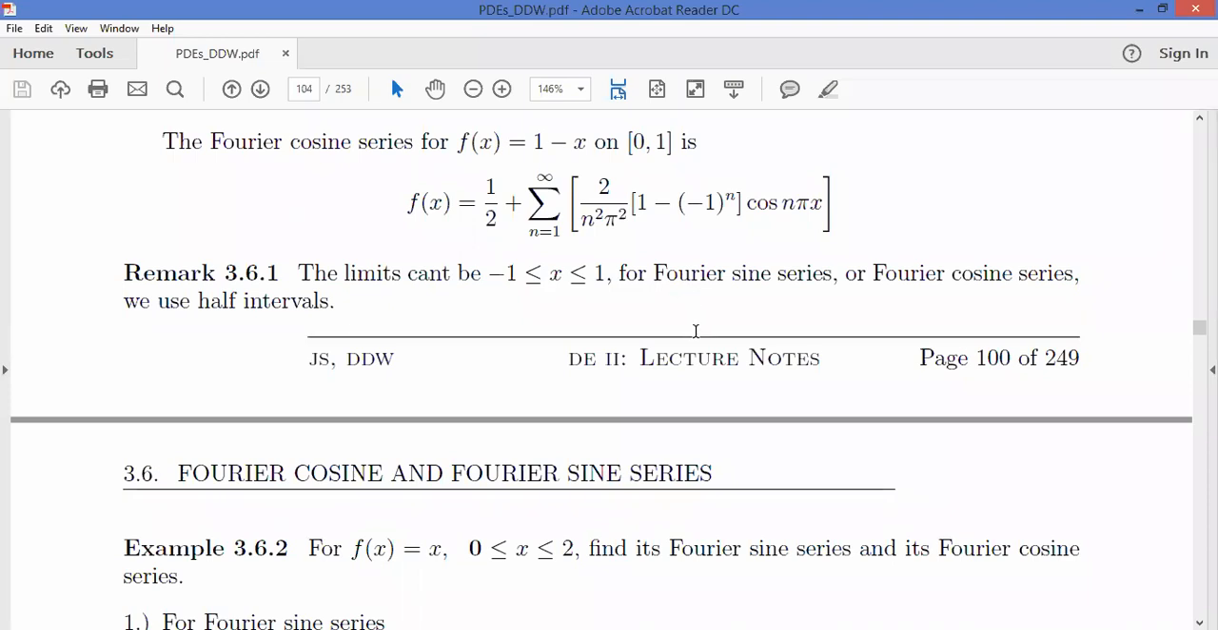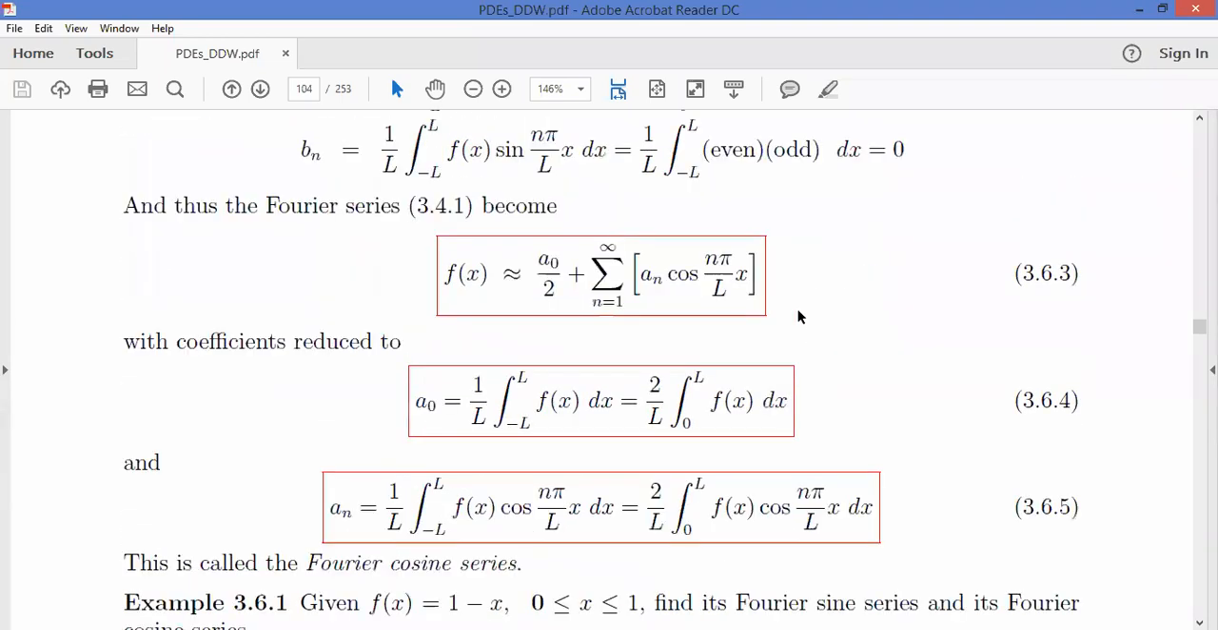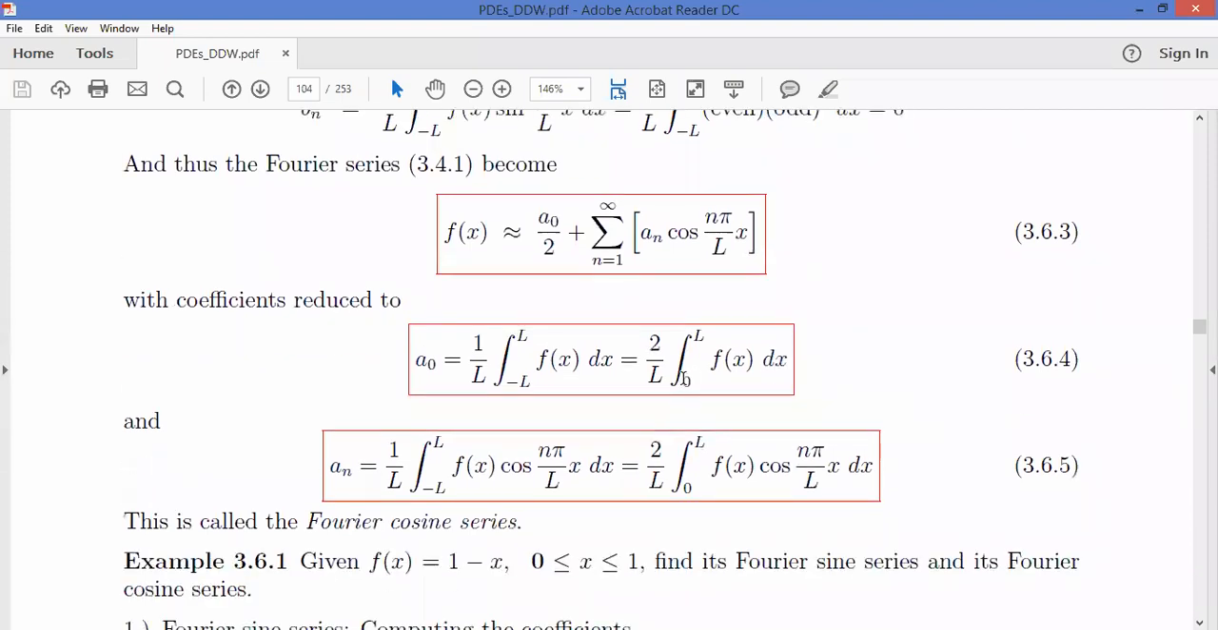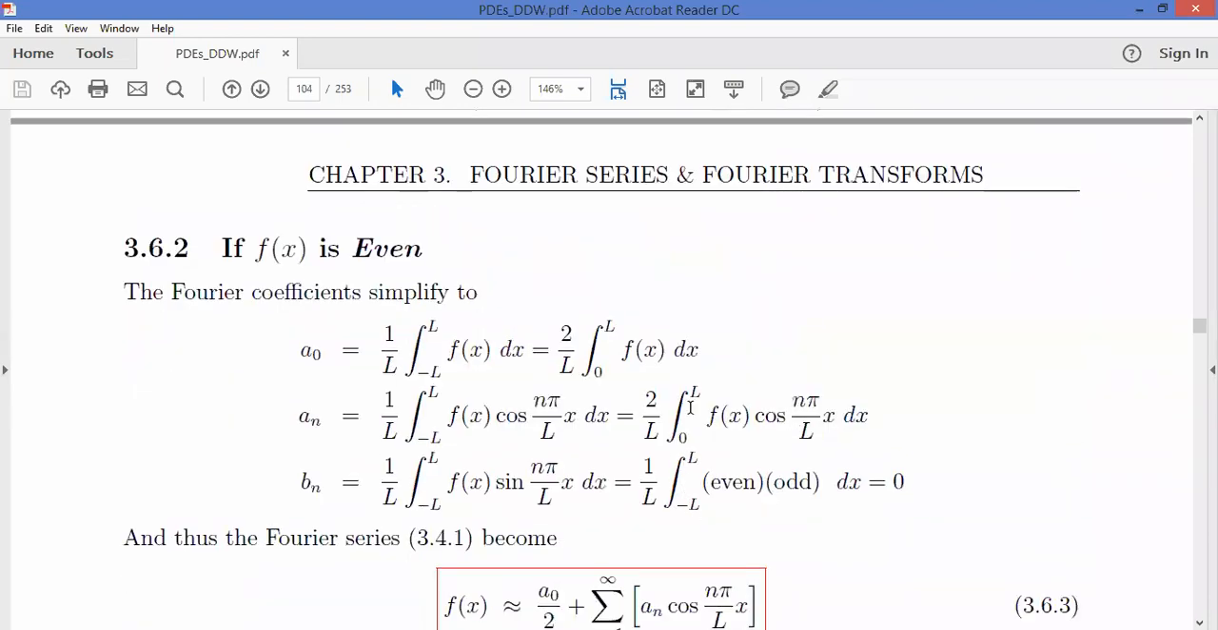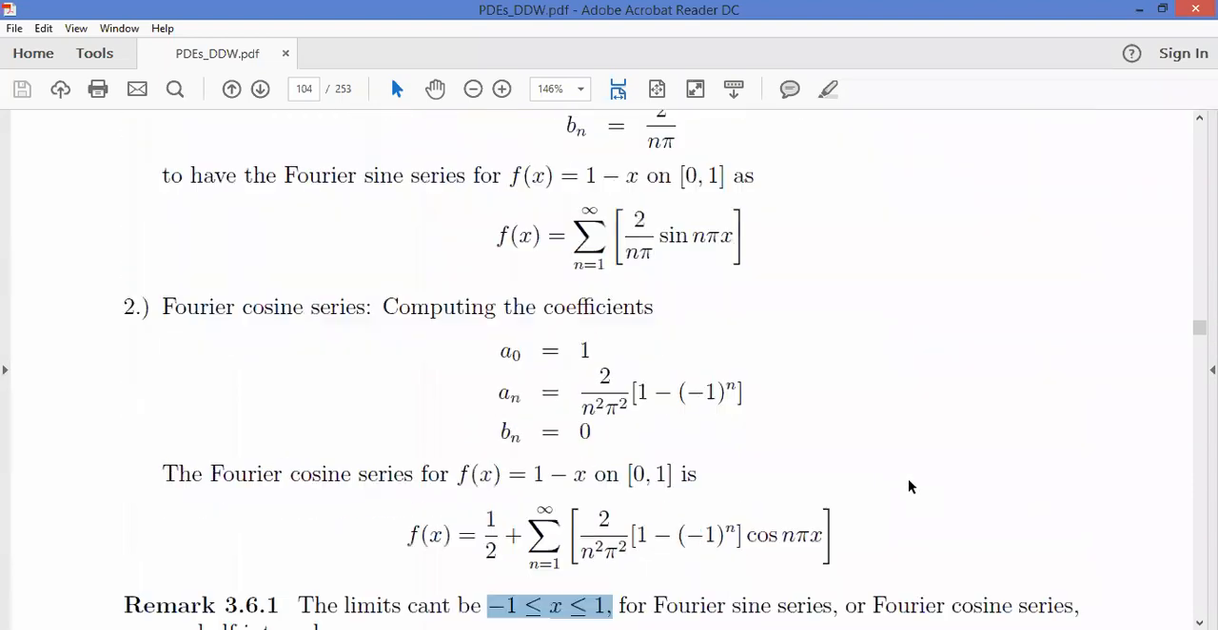Maybe there is a remark that we must put into consideration. The limits can't be minus 1. You see, this is what I am explaining. So if you're talking of a Fourier sine and a Fourier cosine, you can never have a full range, because in our derivations here, we have noticed that it is a half range, 0 to L, 0 to L. Everything is 0 to L, where it insists on being minus L to L, the function is odd, the whole thing is 0. And this remark is key.